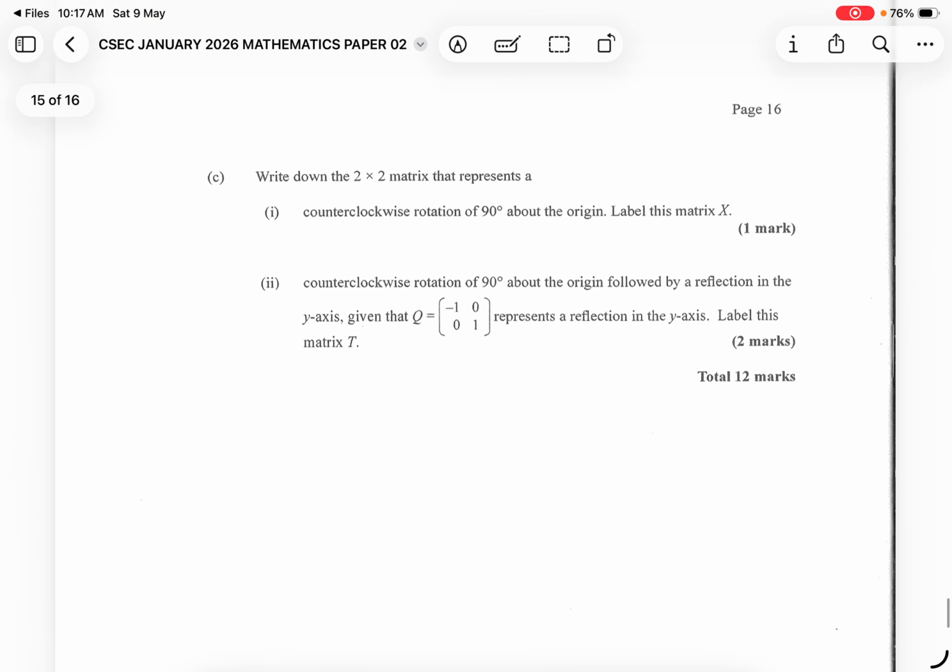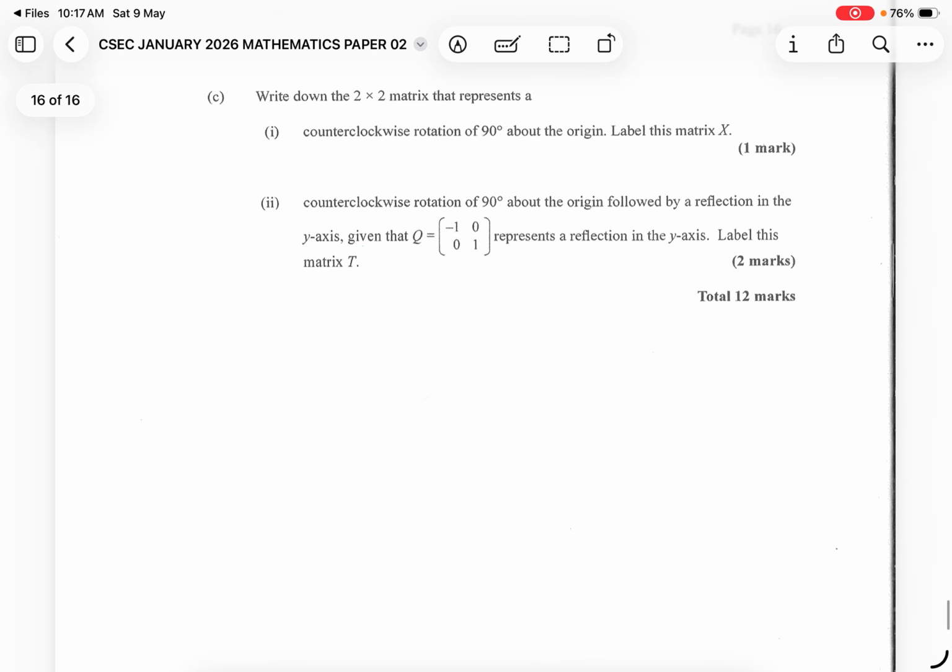All right, we are finally almost at the end. Write down the 2 by 2 matrix that represents a counterclockwise rotation of 90 degrees. So we want a counterclockwise rotation of 90 degrees.